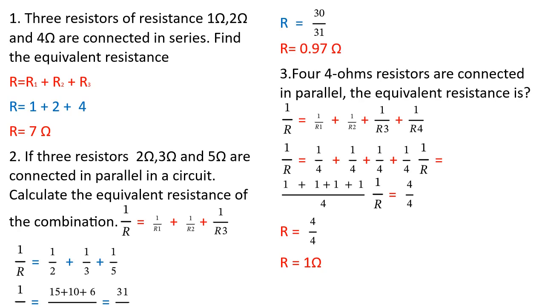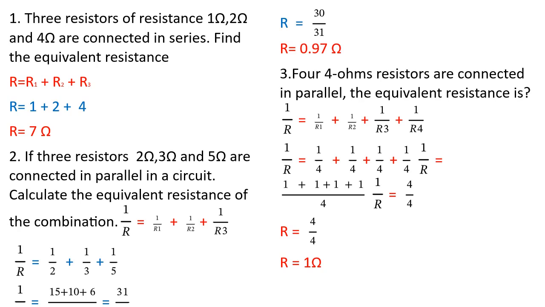Therefore, we find the reciprocal of both sides. Looking for the reciprocal of both sides, we now have it that R is equal to 30 all over 31. The 30 comes up while the 31 goes down, and R goes up also. Therefore, if you punch your calculator, you discover that R is equal to 0.97 ohms.